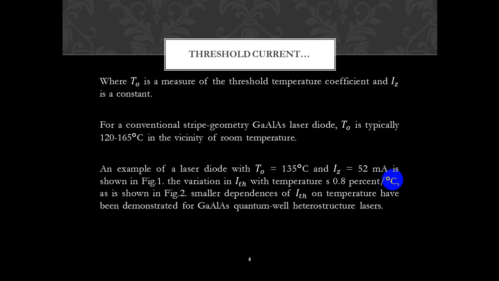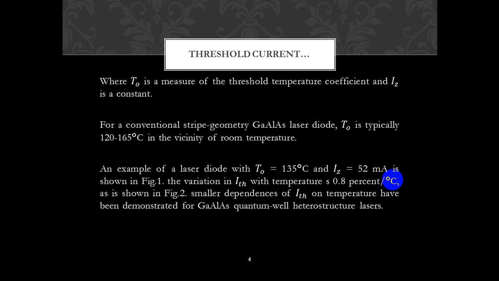For a conventional strip geometry gallium aluminum arsenide laser diode, T naught is typically 120 to 165 degrees centigrade in the vicinity of room temperature. An example of a laser diode with T naught equal to 135 degrees centigrade and Iz equal to 52 milliampere is shown in figure 1. The variation in threshold current with temperature is 0.8% per degree centigrade, as shown in figure 2.